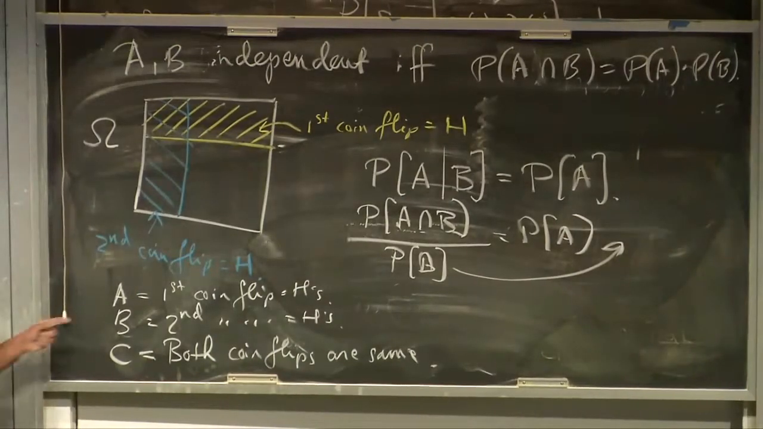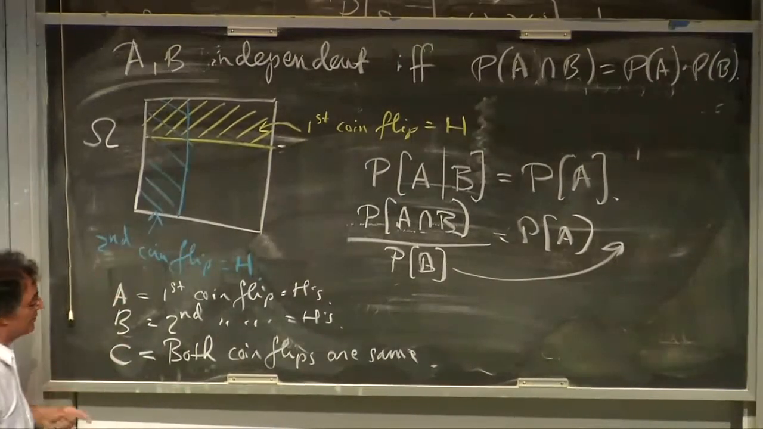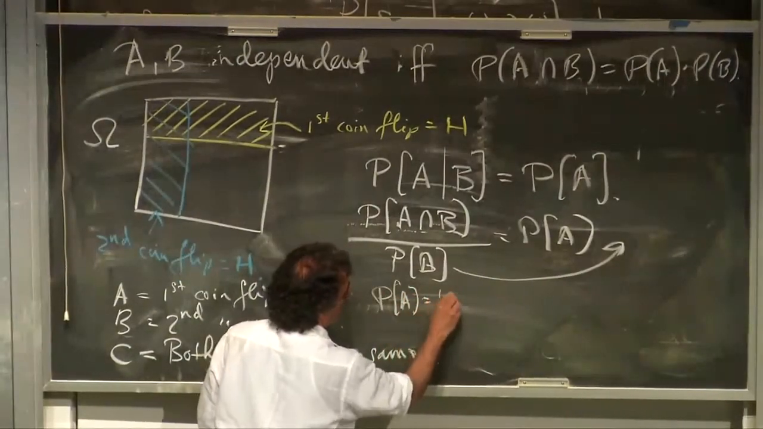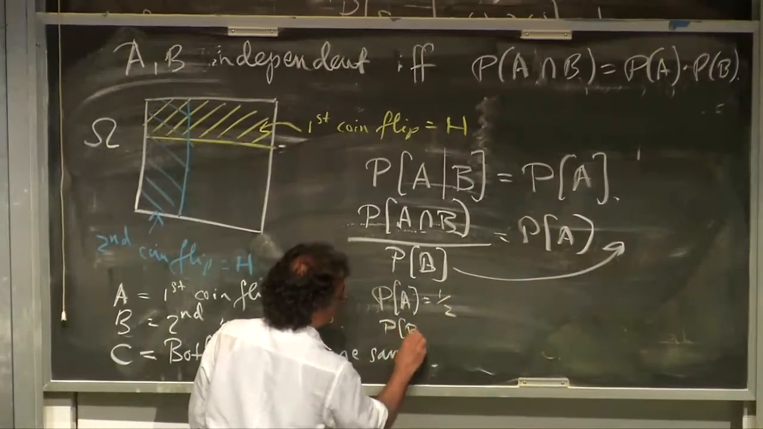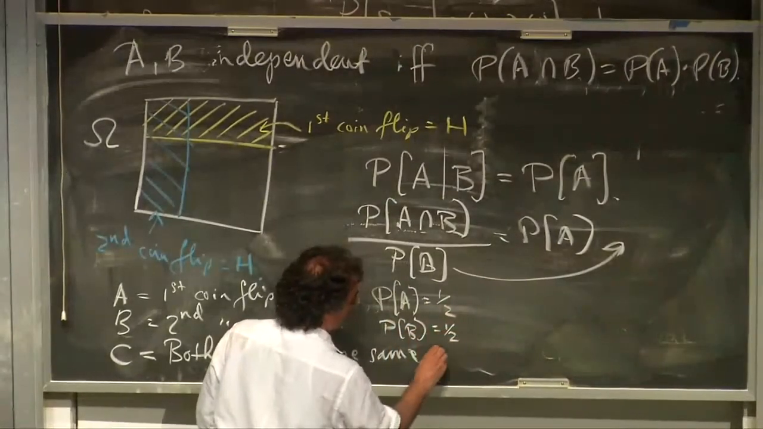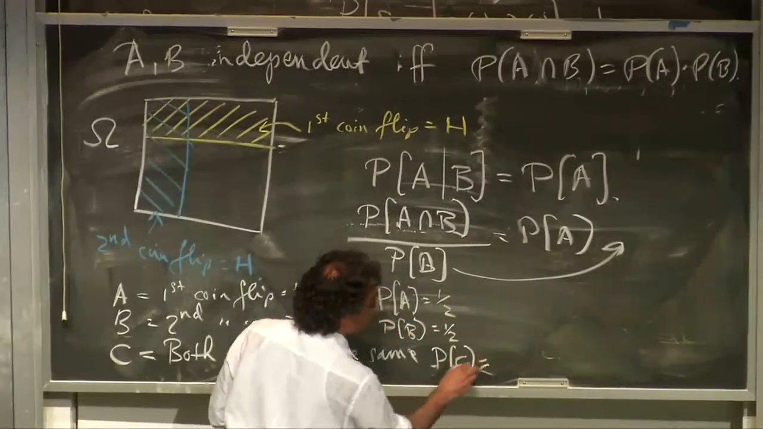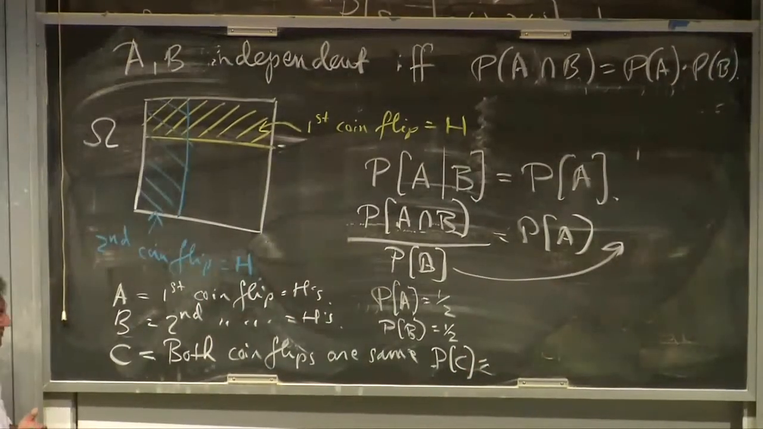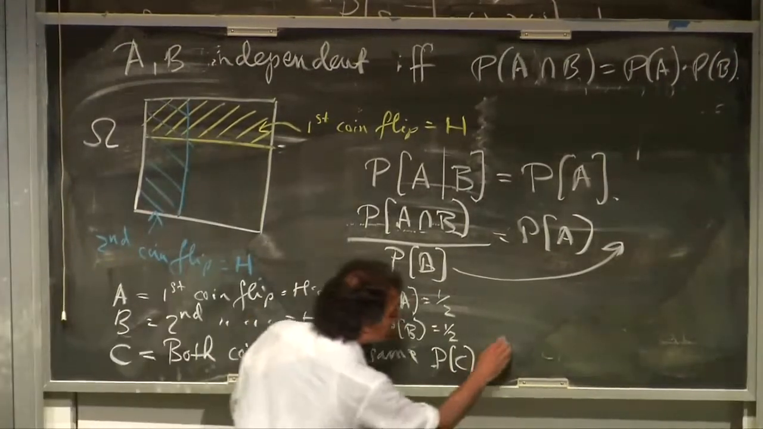And let's say that these are fair coins, right? So what we have is probability of A is half, probability of B is half. What's the probability of C? 1/2, yeah. How do you see that?